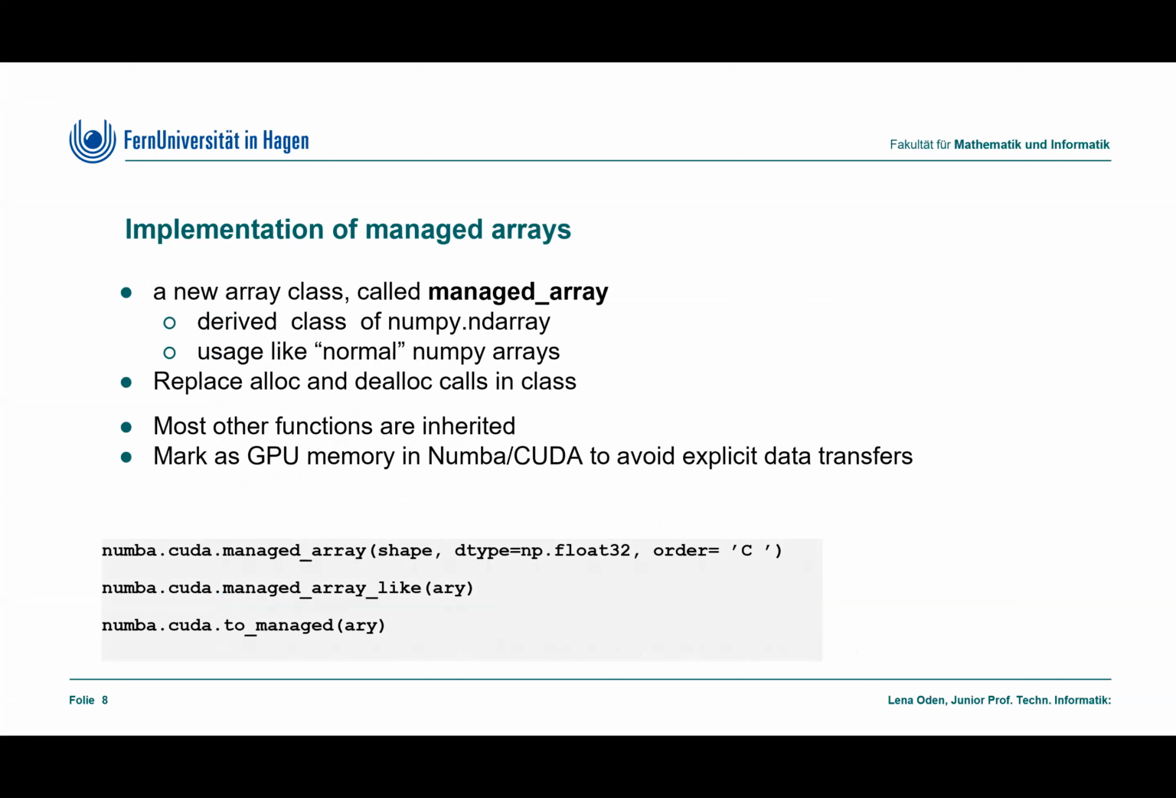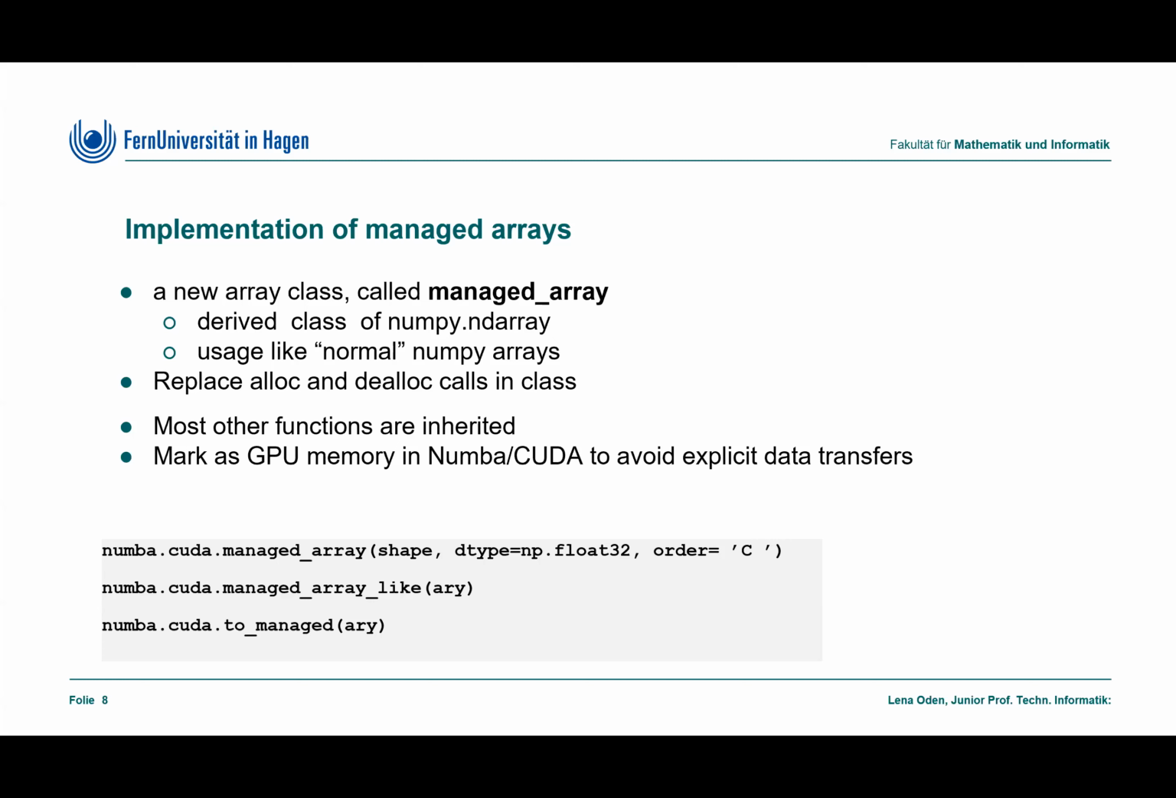So we defined a new array class, which is called managed arrays. It's a derived class of NumPy ndarrays, so you can basically use it in the application like normal NumPy arrays, and basically all NumPy functions can use it. It was very simple to implement. We only had to replace __new__ and the allocation calls in the class, and most other functions could be inherited. The only thing we have to take care of is to mark it as GPU memory in Numba, because otherwise Numba would start to copy data explicitly around once an application is started.